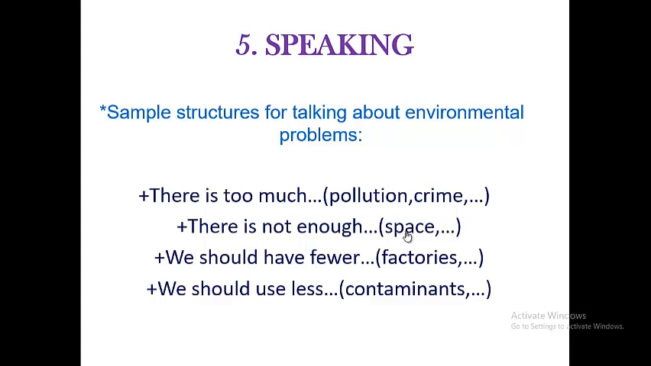And the third one, we should have fewer. We can use this structure to say something like we should have fewer factories to reduce pollution. And the final one is we should use less something bad like contaminants. For example, we should use less contaminants to make the earth green again.